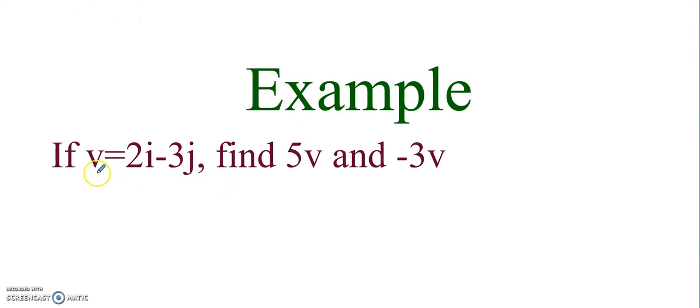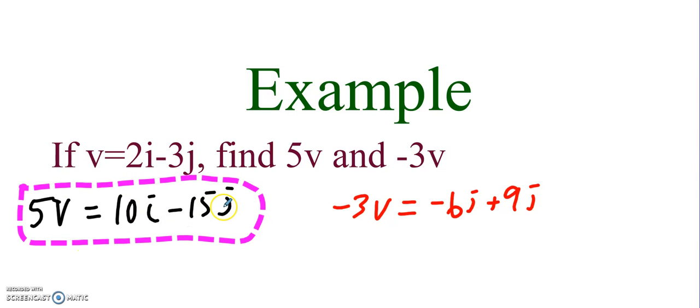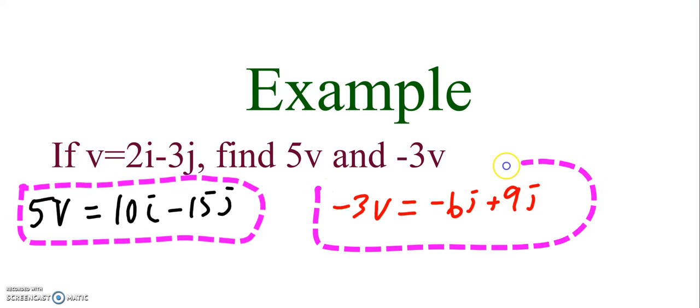So go ahead and try this. If v equals 2i minus 3j, find 5v and negative 3v. Pause the video, unpause when you're ready to check. So here we get 5v is 10i minus 15j, and negative 3v is negative 6i plus 9j. Oh, let's circle that.